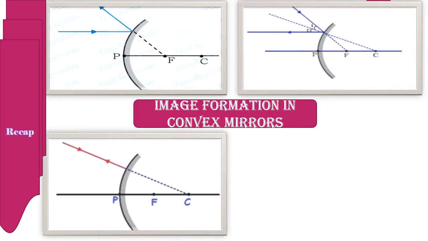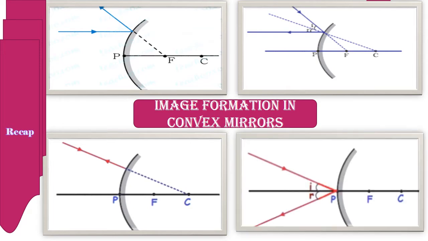Rule 3. A ray of light that enters through the center of curvature will retrace its path after reflection from the mirror. And Rule 4. A ray of light that is incident at point P on the reflecting surface of a convex mirror will reflect making the same angle with the principal axis. So today in this module we'll use these rules and we'll draw the image formation in convex mirrors. So let's start.